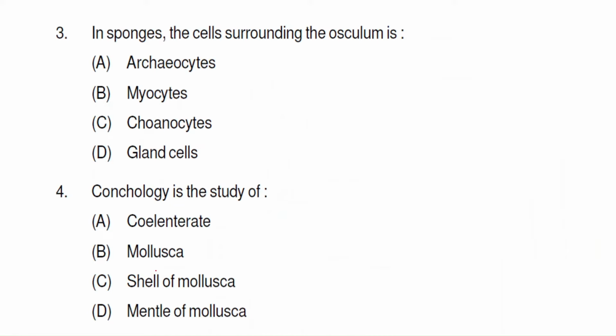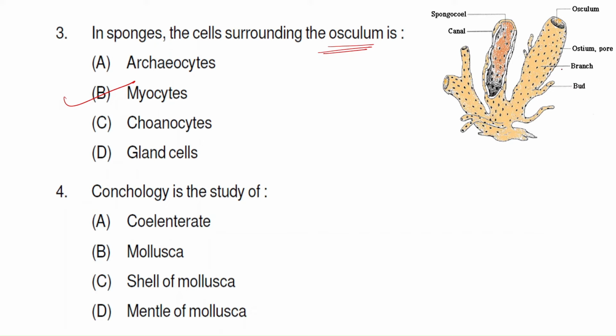Third question. In sponges, the cell surrounding the osculum is... the answer for this is B, myocyte. How is myocyte responsible for surrounding the osculum? Let's see a closer structure of a sponge for this purpose. This is the osculum, that is the opening of the sponge, and this opening is responsible for the entry of water, incurrent water, and the removal of water, that is excurrent water.